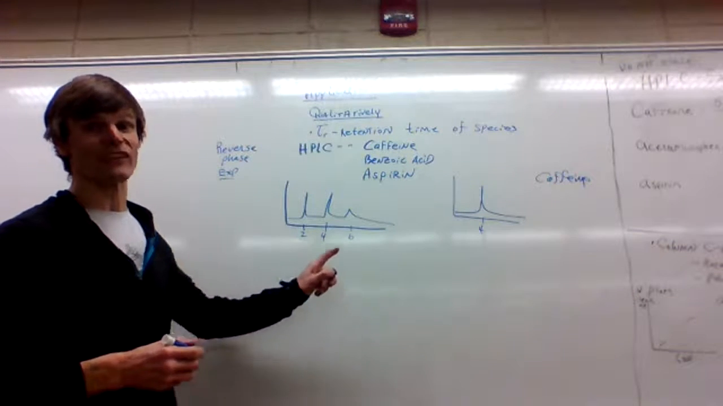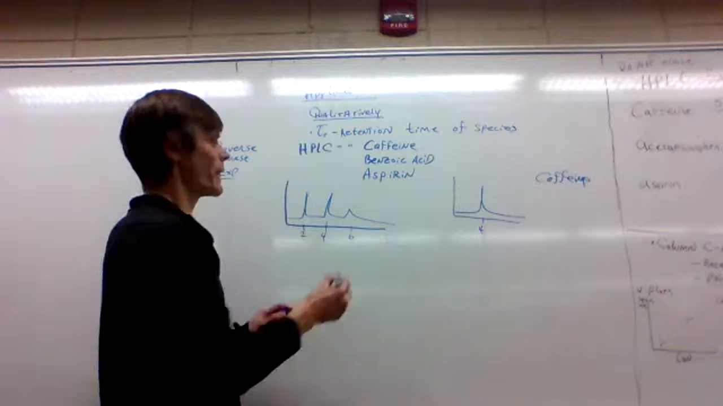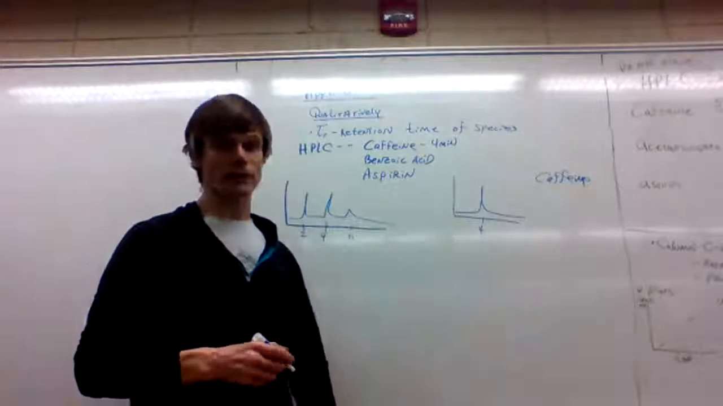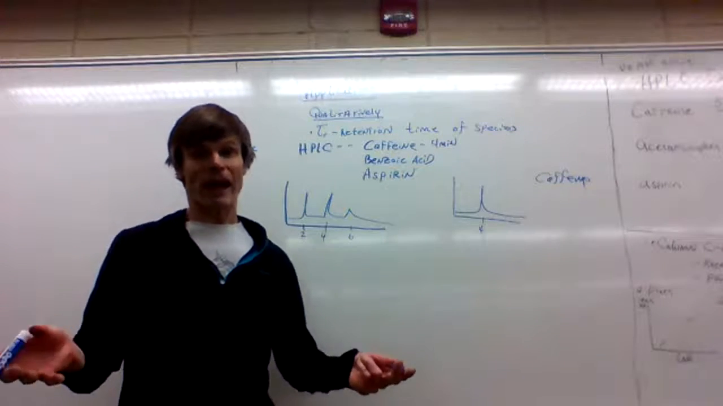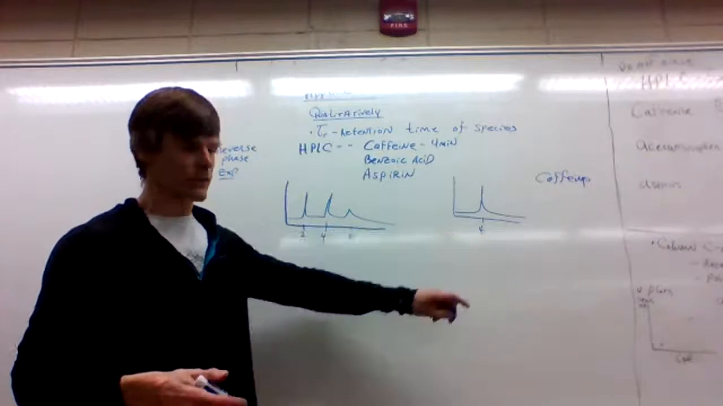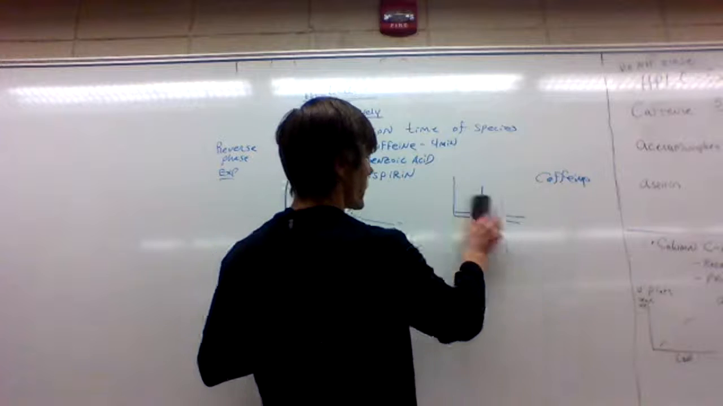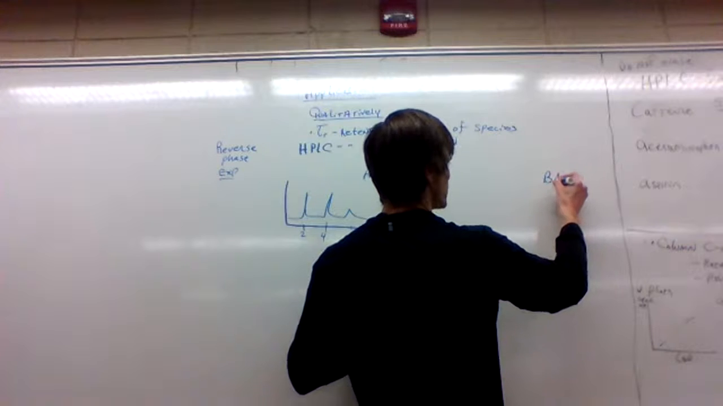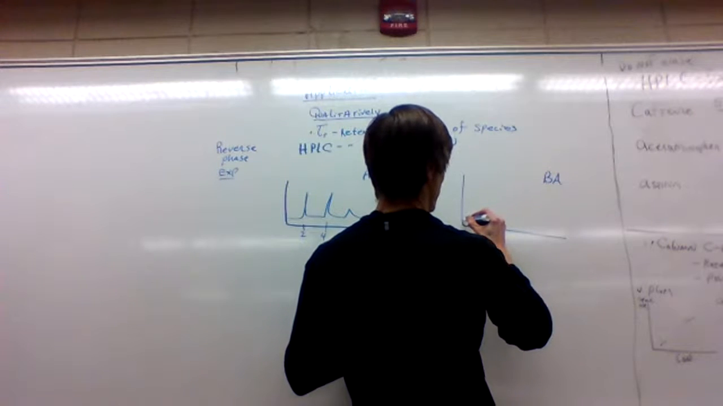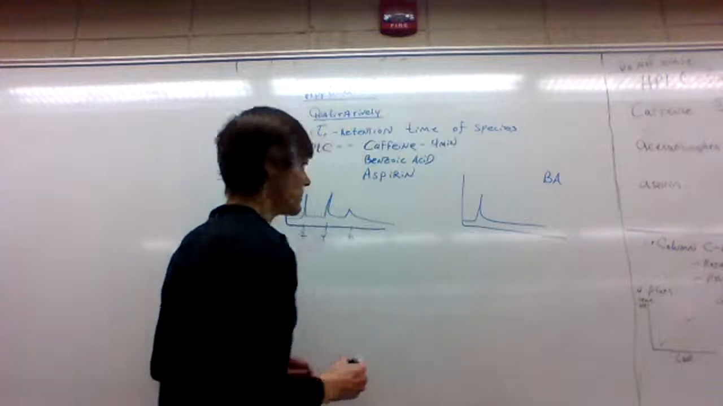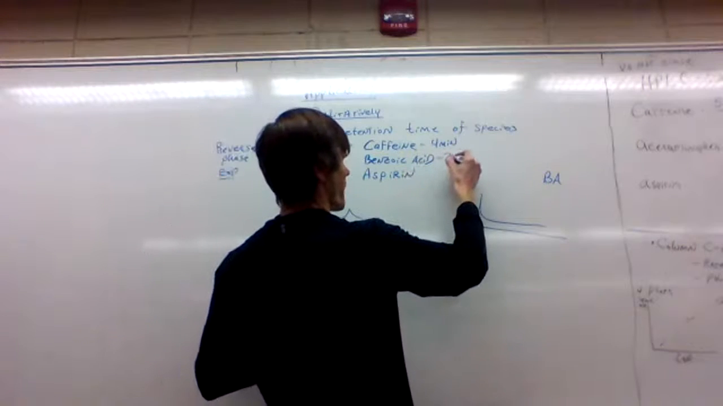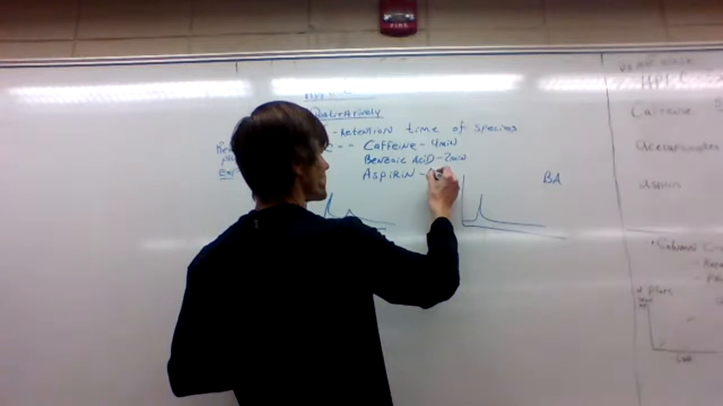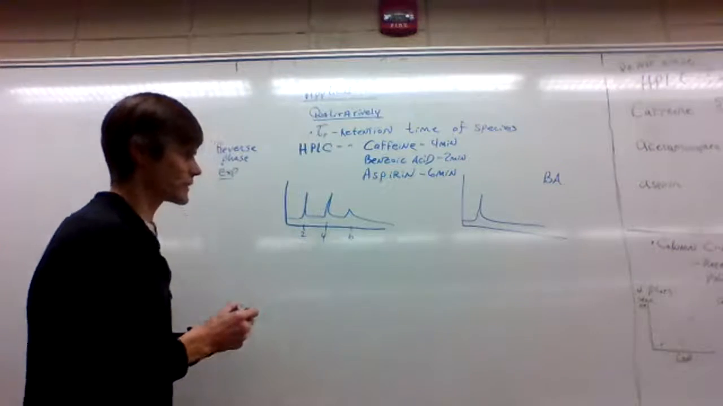Under this condition, we run it at the exact same conditions. Well, that tells us when we run a mixture, since we're getting a peak at 4 minutes, and we're running samples that have caffeine in it, that's where our caffeine peak is at. We then run benzoic acid. Benzoic acid, I'll just call it BA. BA comes out at 2 minutes. And then I run my aspirin sample, and I find out that aspirin has a retention time of 6 minutes.